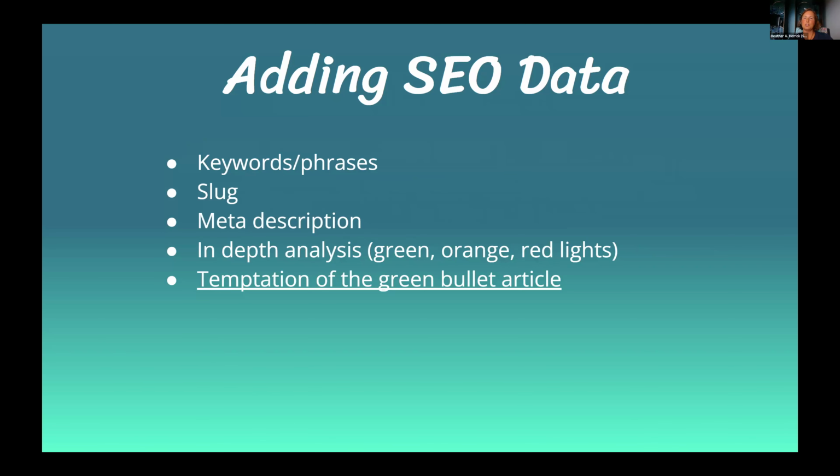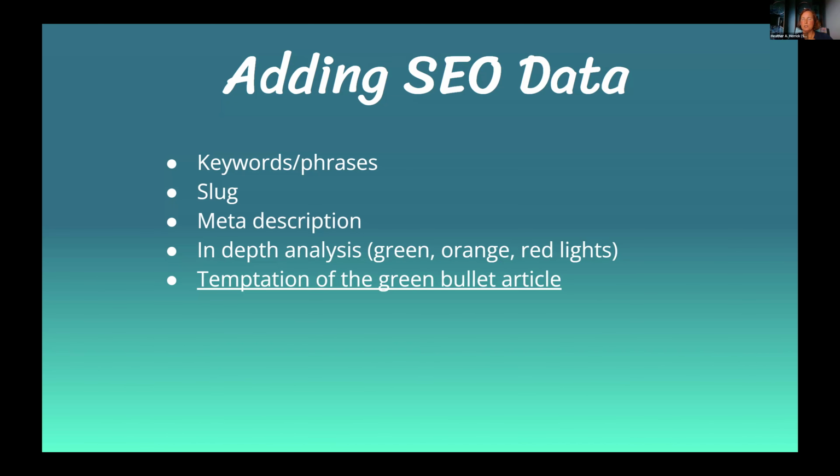So the things that we're going to add when we look at the SEO data in Yoast are our keywords or phrases, and our slug. The slug is what goes after the slash. So makingwaveswebsolutions.com/home/about. That's the slug.